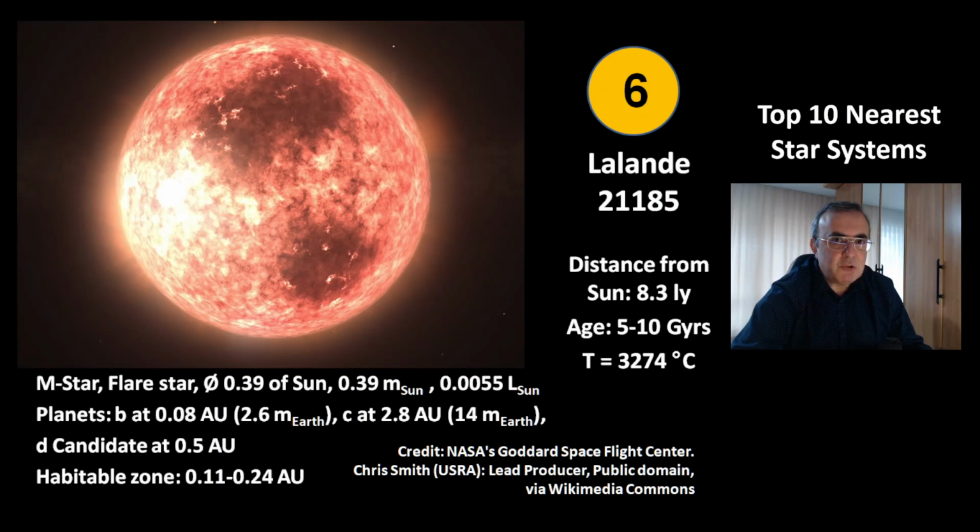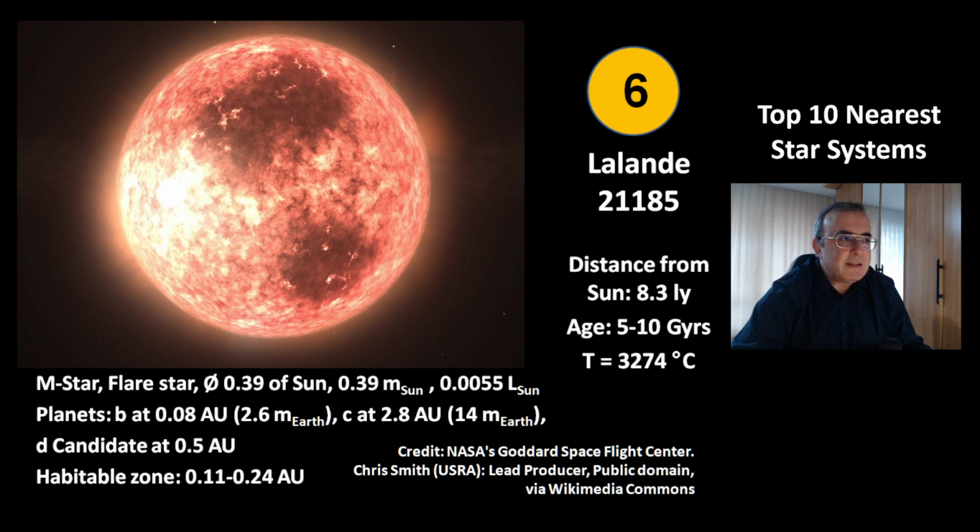This is Lalande 21185. Its distance from the Sun is 8.3 light years. Its age is 5 to 10 gigayears, 5 to 10 billion years. It's again an M dwarf and a flare star. It is more massive than Barnard's star, at about 39% of the Sun's mass and 39% of its diameter.